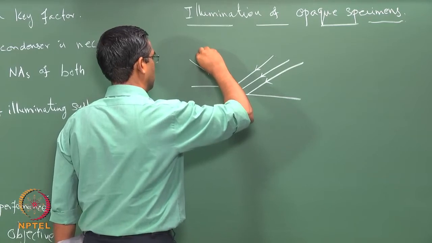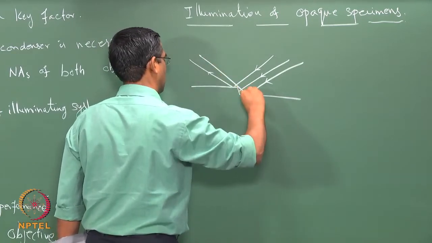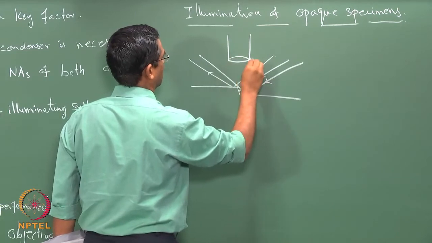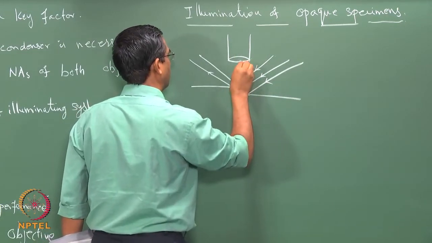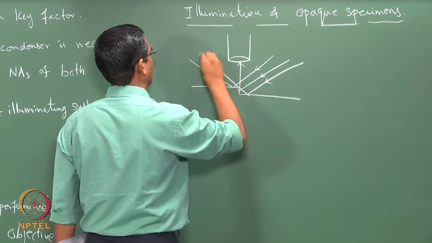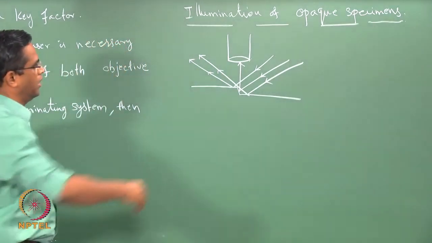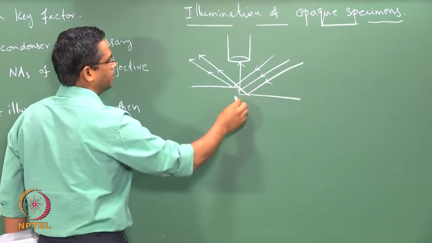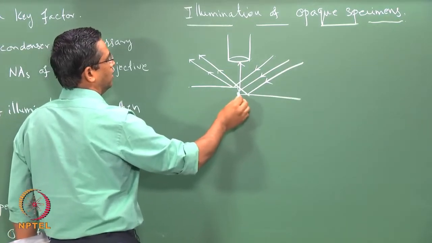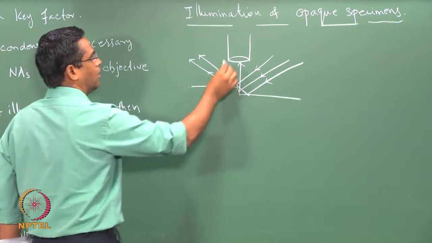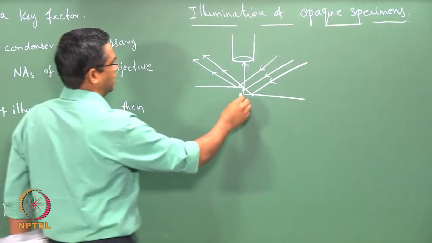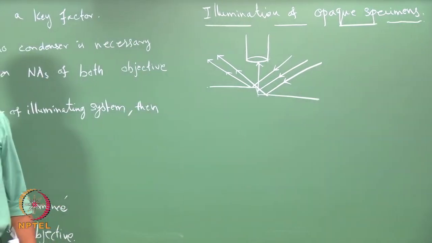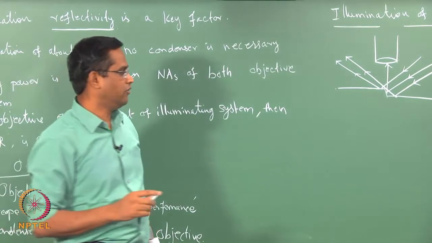So this will go and this will go, and suppose you have the objective here. So if it is an oblique illumination on a surface like this, if it is not on an even surface, the reflected rays, not the primary reflected rays, which will not enter the objective, but only the reflection from the step or an uneven surface will get into the objective. Only those features will appear bright in the field.